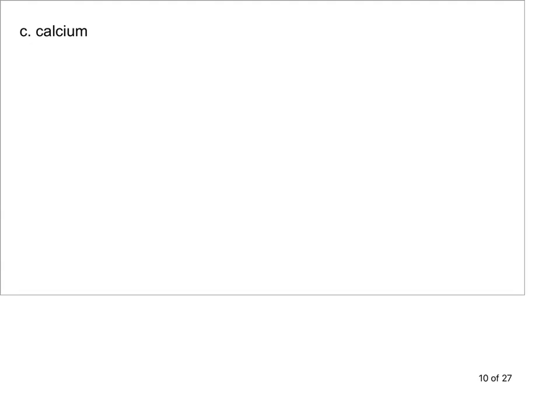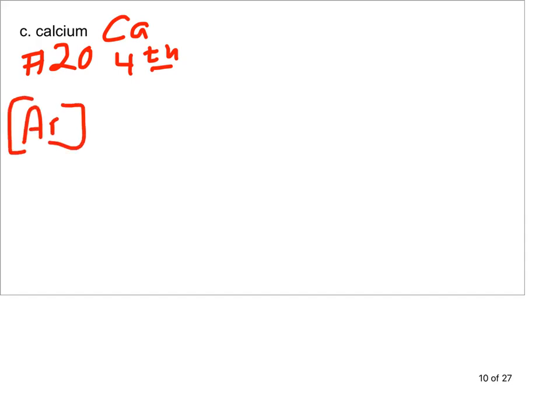Calcium, element number 20. We're in the fourth energy level. So we look at the preceding noble gas, argon, and then 4s, and calcium is the second one in there, so that's it. Argon 4s2.